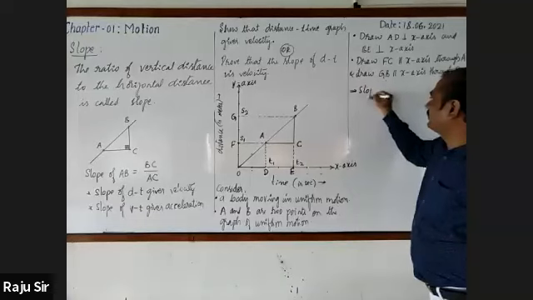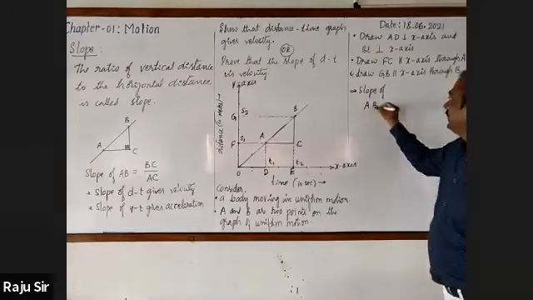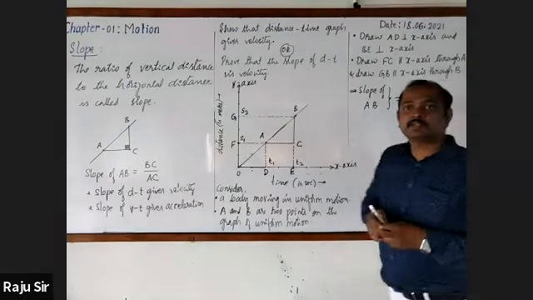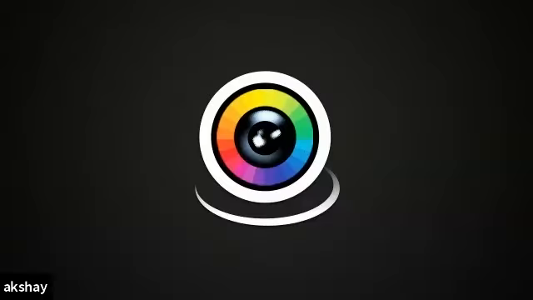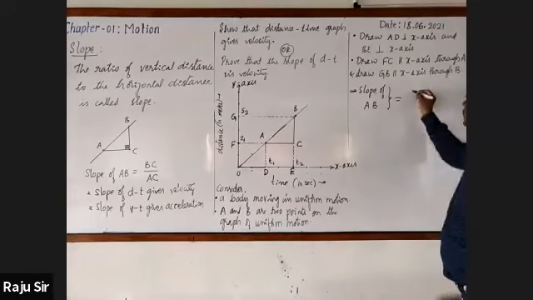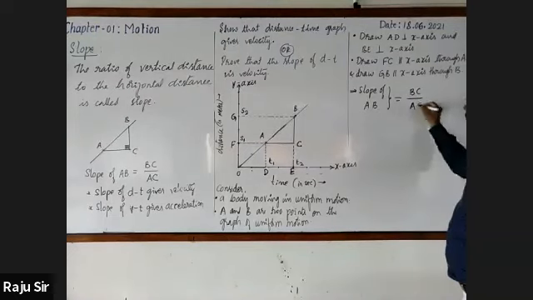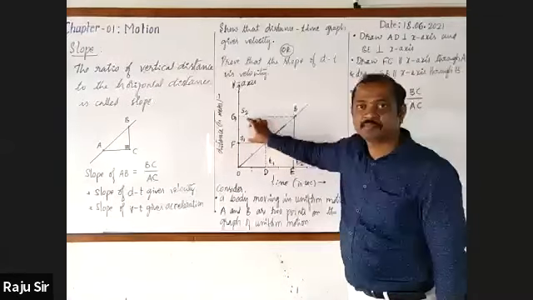Slope of AB. This is AB. Slope of AB is equal to, just to recall the definition of slope, vertical distance by horizontal distance. It is BC by AC. So my question, just listen: what is the distance from B to C or C to B? S2 minus S1. Very good.